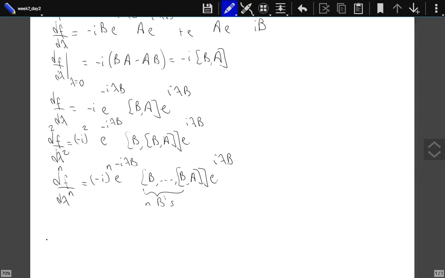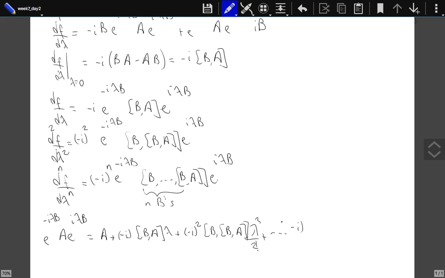So we have basically the general formula that e to the power minus i lambda B times A e to the power i lambda B is equal to A plus minus i, commutator of B and A, times lambda, plus minus i squared, the commutator of the commutator, lambda squared over 2 factorial, and so forth, and minus i to the power n, the nested commutator of B, B, B, A, times lambda to the n over n factorial.